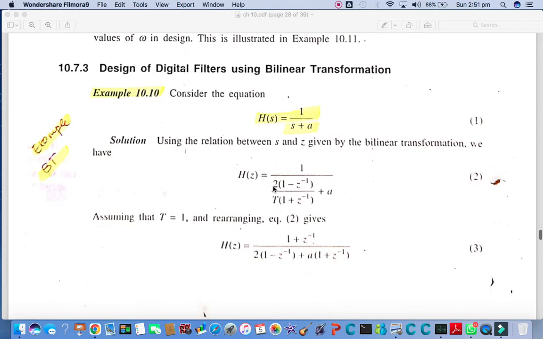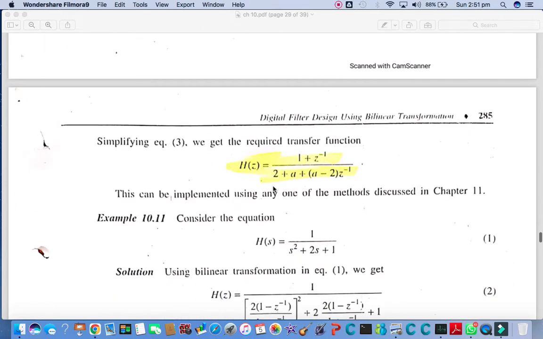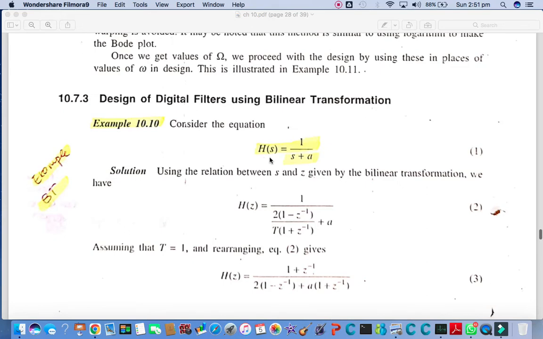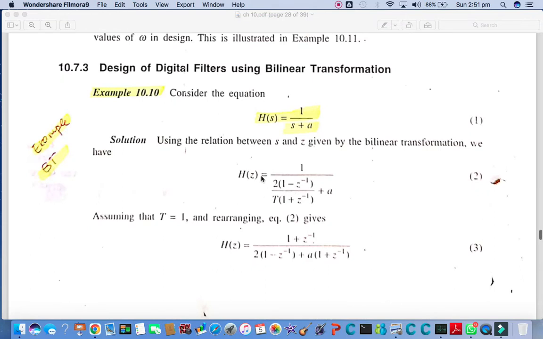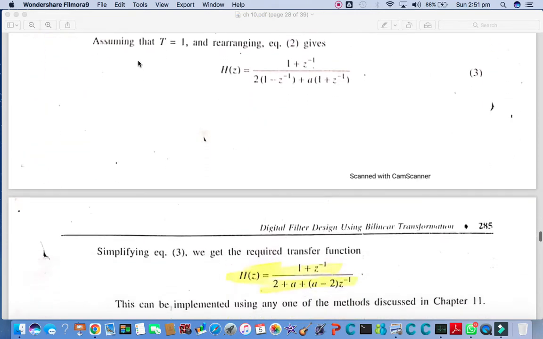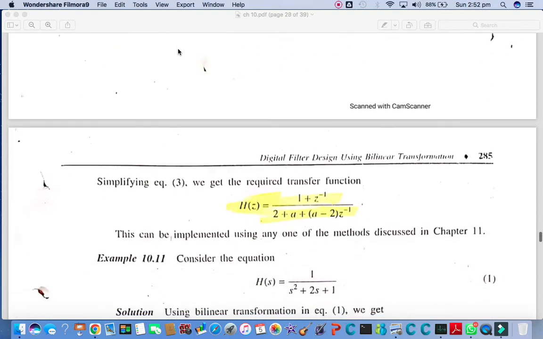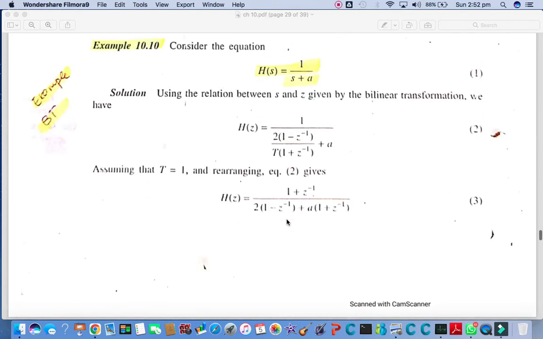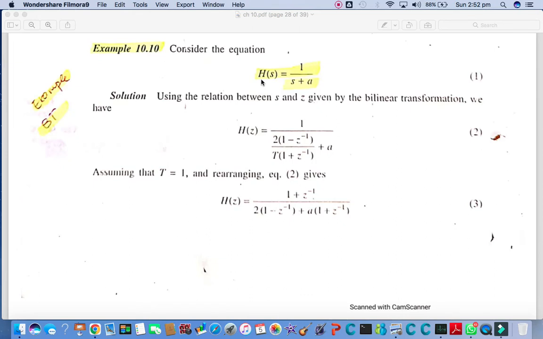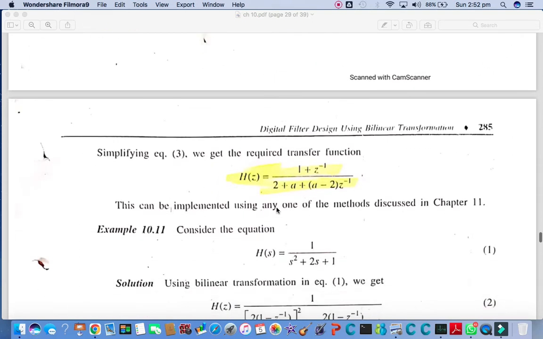So before we do this, let's have some example in which we have HS and we want to convert it by using bilinear transformation into HZ. Then we will be using the transformation S, which is the transformation equation. We have put in place of S that transformation value, and then we have done the rearrangement by simplifying, also taking t is equal to 1, and then after rearranging we have converted with the help of transformation equation of S, with the help of bilinear transformation, the HS into HZ.